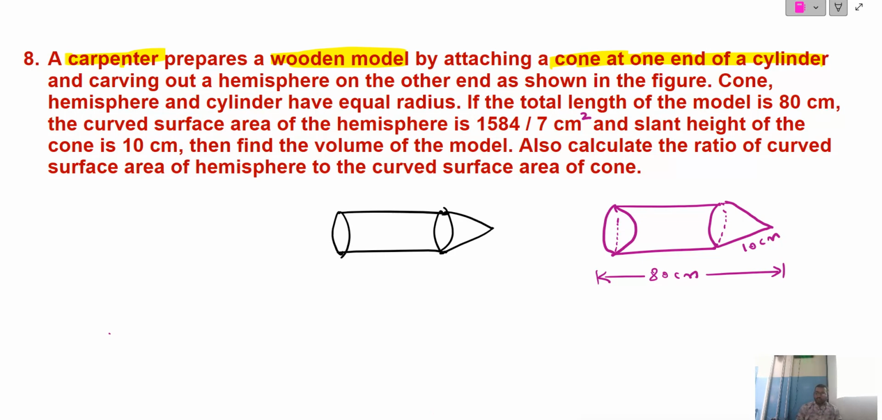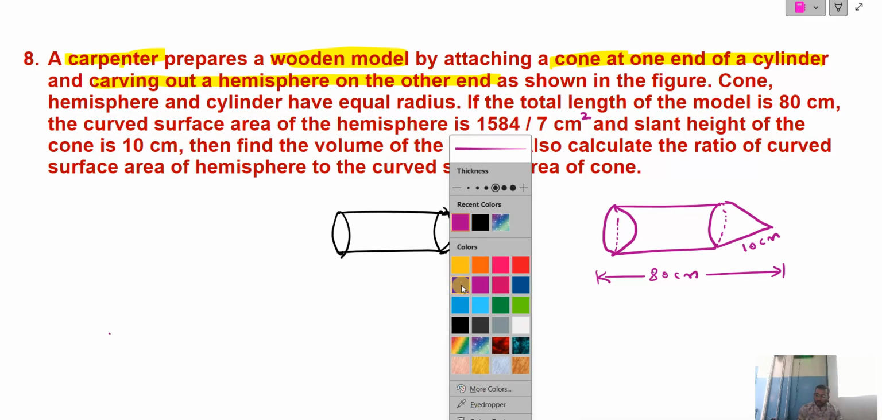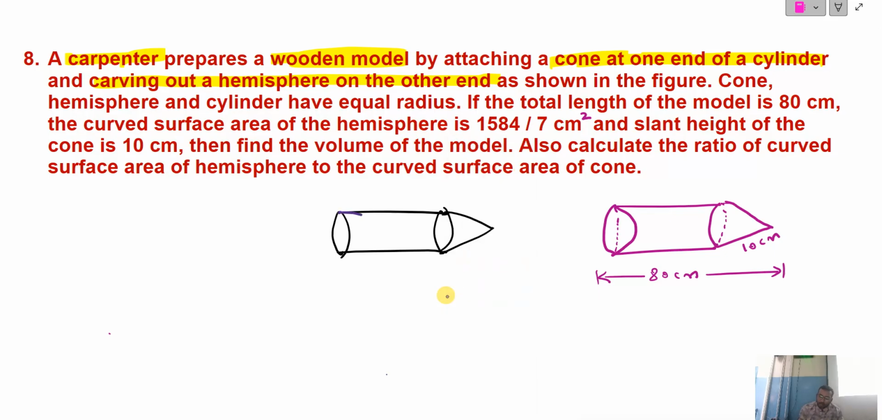And then what is he doing? Carving out a hemisphere on the other end. On the opposite side, he is carving out, meaning removing, a part in the form of a hemisphere. Once he removes this part, this much part will come out. This much part is removed.